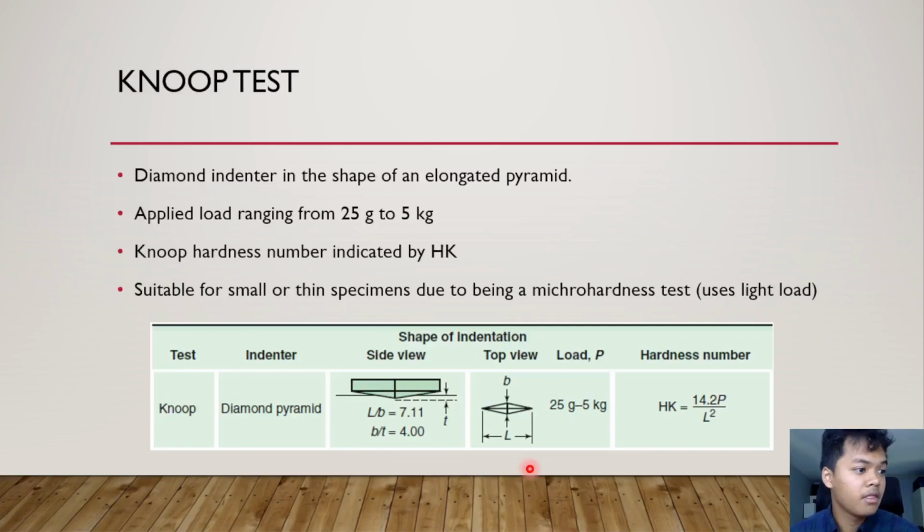Quite simple. And then we get the Knoop test. For this Knoop test we use a diamond indenter in the shape of an elongated pyramid. That looks like a pyramid that has been elongated in 2 of its corners, sorry. Applied load ranging from 25 grams to 5 kilograms. As you can see, this is a very small load. Knoop hardness number indicated by HK.